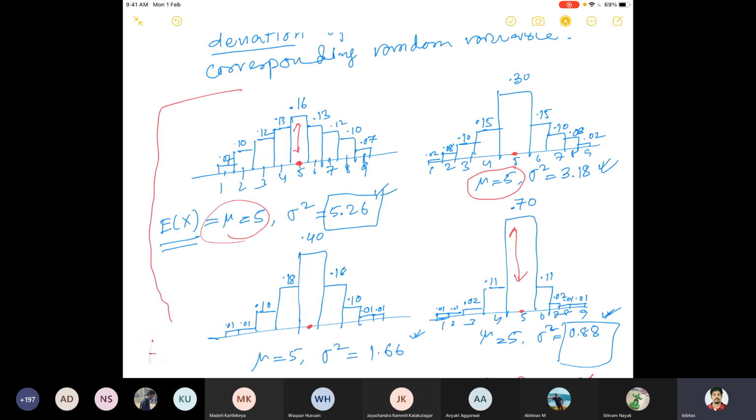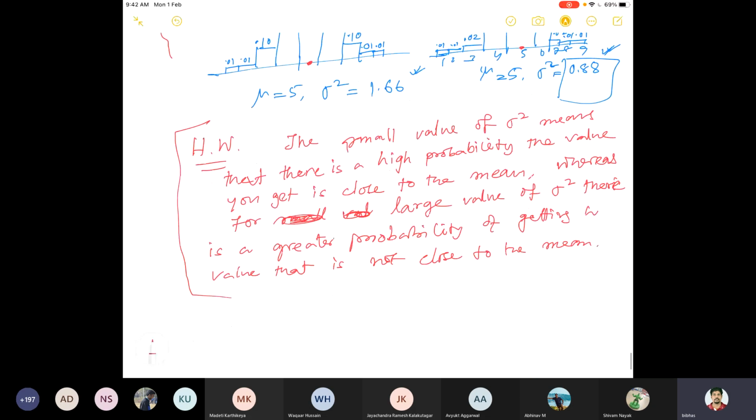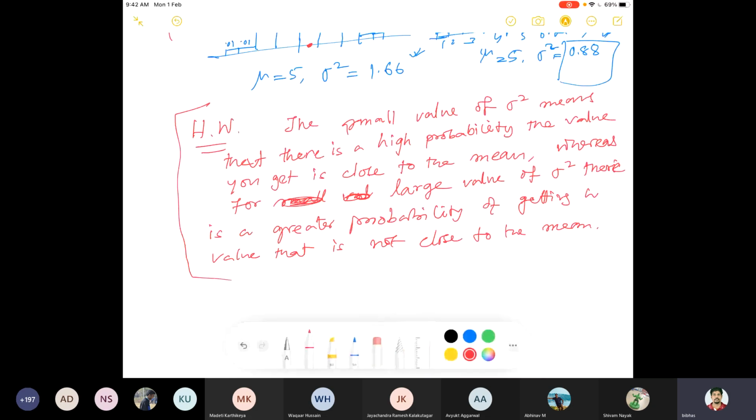And we said a large value of sigma square, the variance, means there is a high probability that the value is not close to the mean. And when the variance is small, there is a greater probability that the value is close to the mean. So we have to explain this using these PDFs. Now, once you know the sigma square, we can define other measures also.